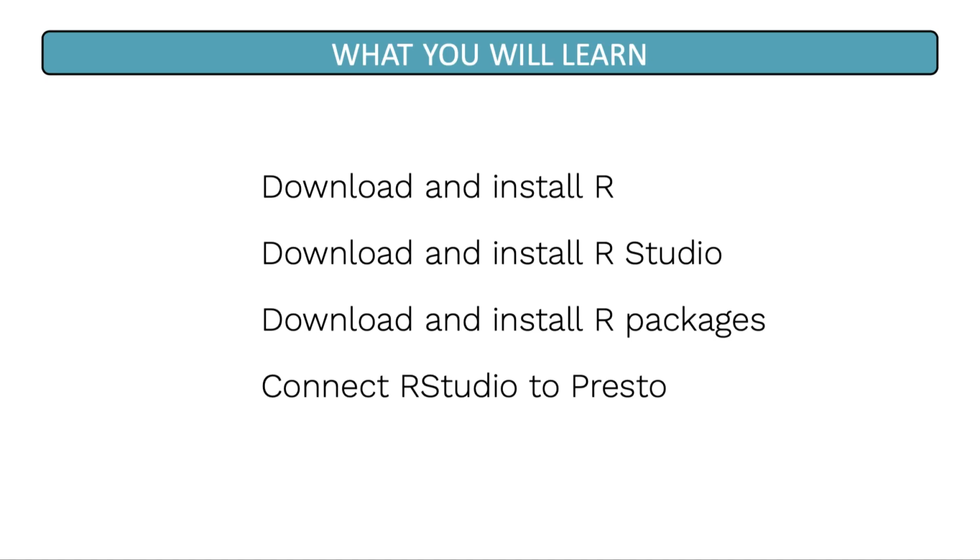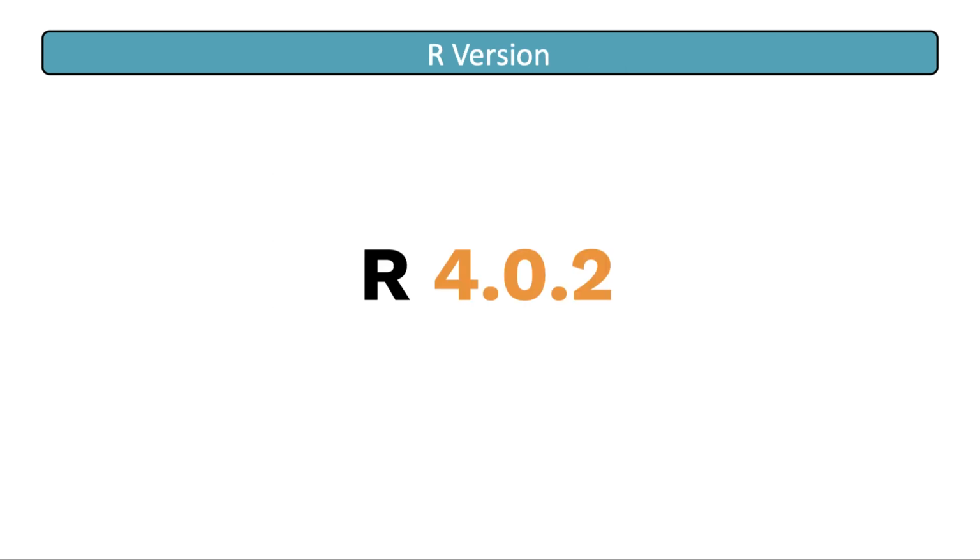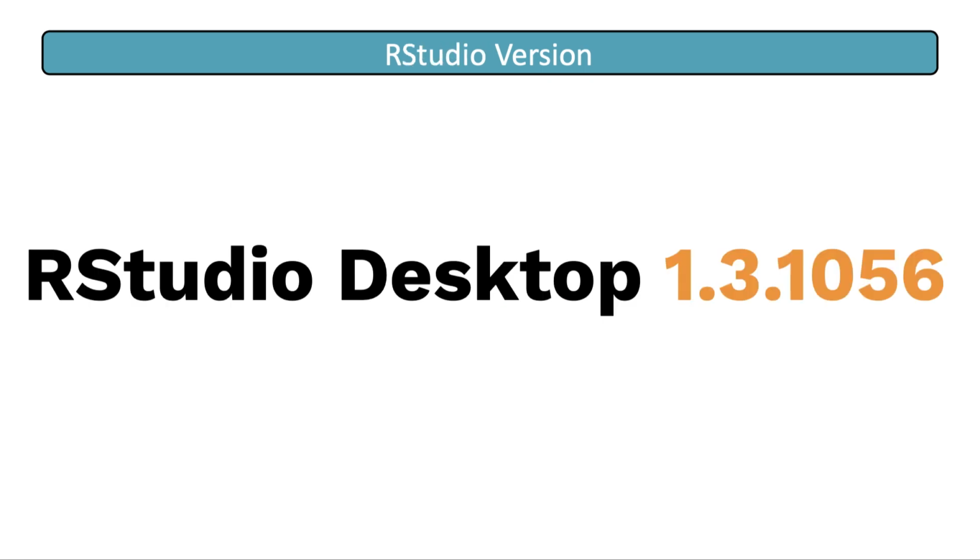Welcome to the RStudio lesson. In this lesson, you're going to learn how to download R, RStudio, and R packages. In addition, you're going to learn how to connect RStudio to Presto. In terms of versions, we're going to use R 4.0.2 and RStudio Desktop 1.3.1056. And with that, let's get started.